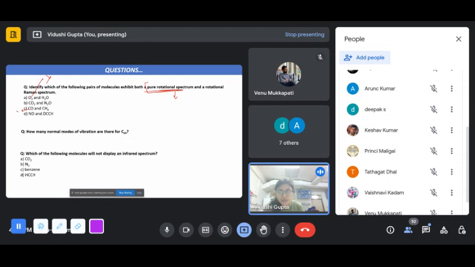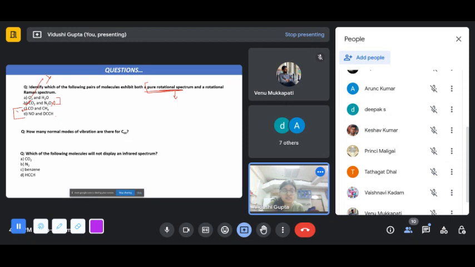CO is heteronuclear, so it will have a pure rotational spectrum. NO will have, but CO2 will not, because its dipole moment is zero. Similarly, N2 will not have. So these two options will not be there. Now these two are remaining: CO and CH4, NO and DCCH.